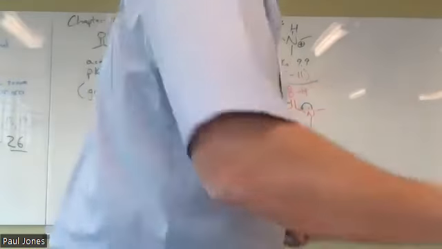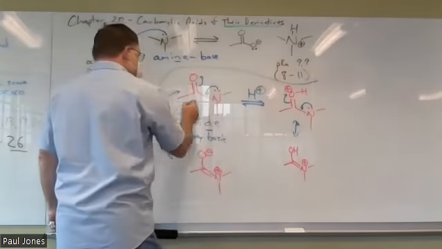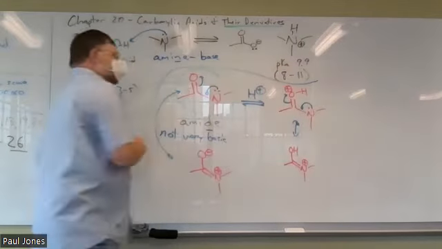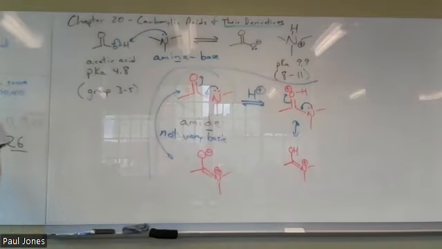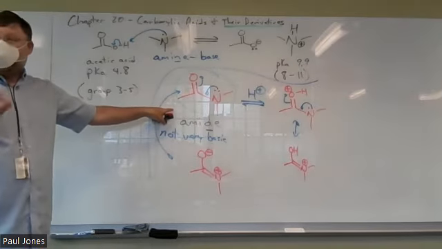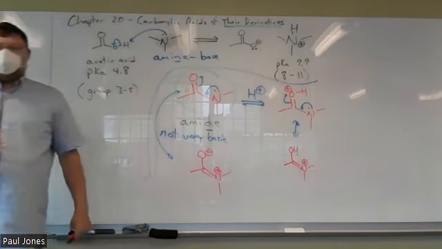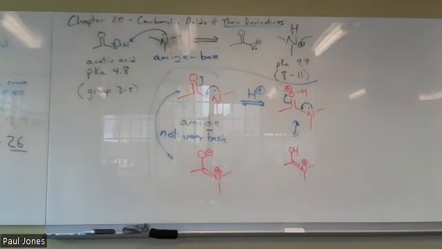let's get on with chapter 20. Carboxylic acid derivatives. An amide is a carboxylic acid derivative. And so what I've just drawn here, anytime we protonate a carboxylic acid derivative, we're going to protonate the oxygen. Not the thing that's single bonded. We're going to protonate the carbonyl oxygen.